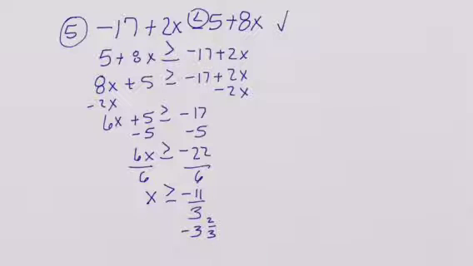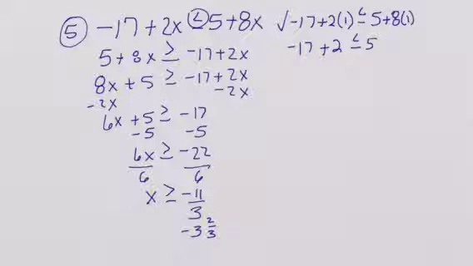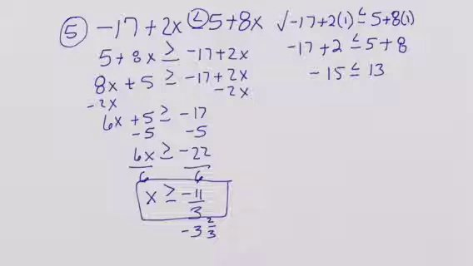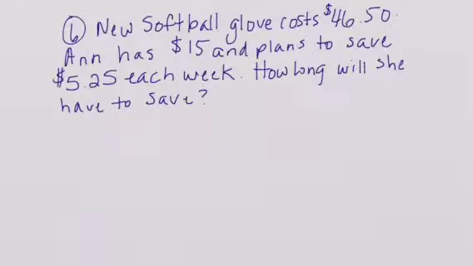So we'll check it. Negative 17 plus 2 times 1 is less than or equal to 5 plus 8 times 1. Negative 17 plus 2 is less than or equal to 5 plus 8. Negative 15 is less than or equal to 13. That's a true statement, so we know that our x value, our inequality, is correct.